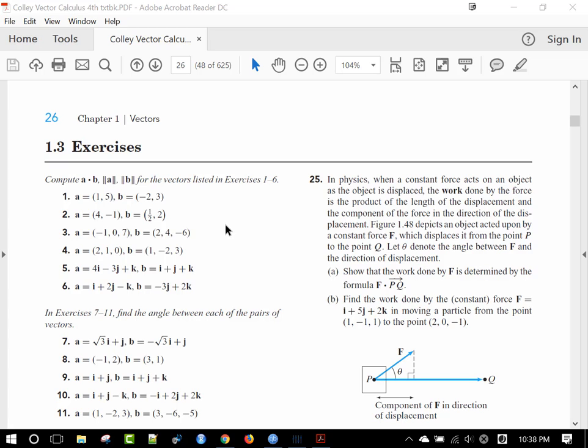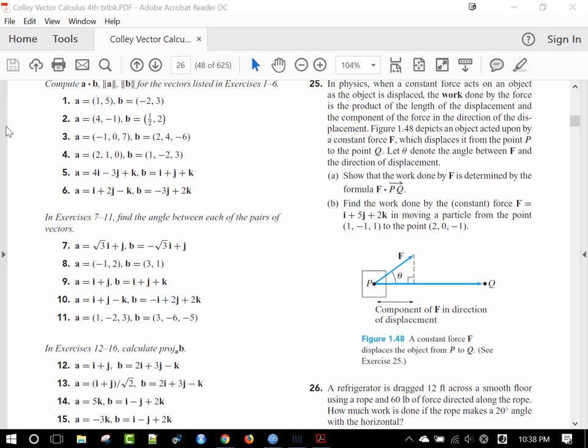Okay, so for some of these exercises, A and B, they want us to compute A dot B and this, and this. So just A dot B is easy, and the magnitude of A is the square root of A dot itself, and the magnitude of B is the square root of B dot itself. And the same with all of these.